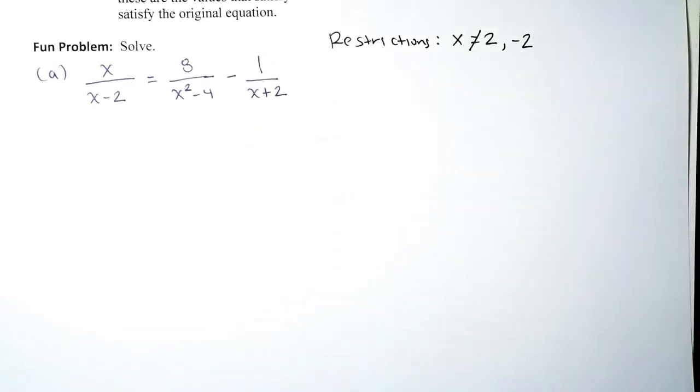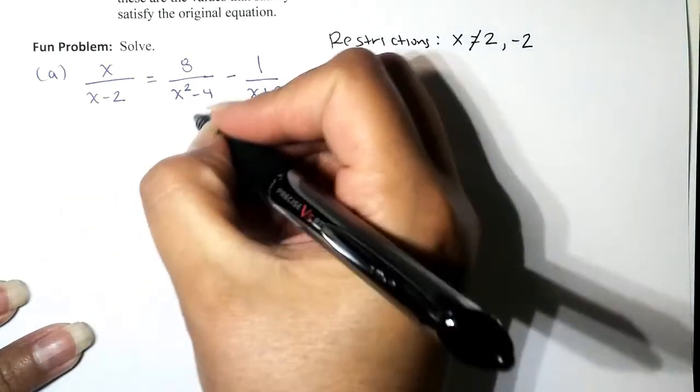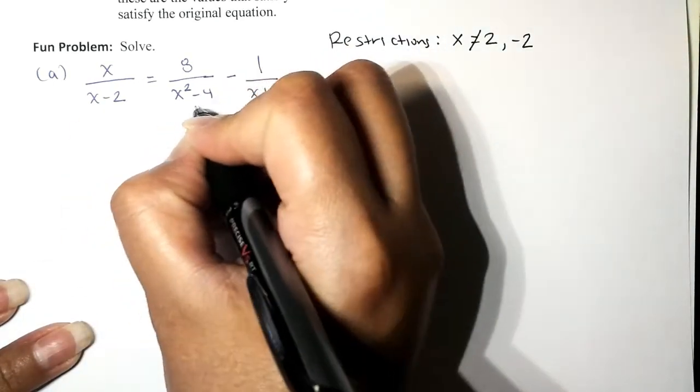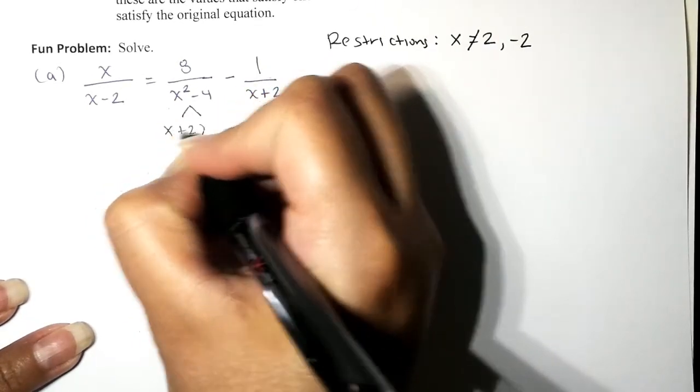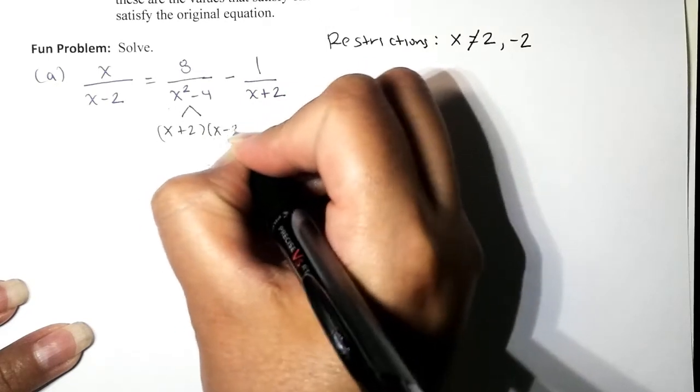What else makes a denominator equal to 0? Let's go ahead and factor this bad boy. We have a binomial, and this will factor as a difference of squares of the form x plus 2 times x minus 2.